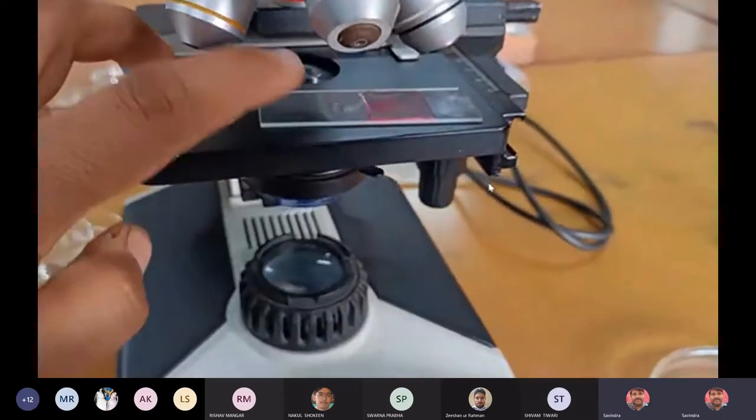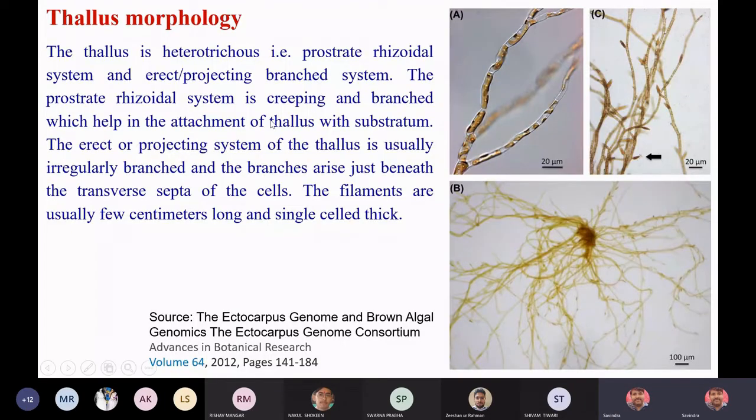Now we will observe it under the microscope. The thallus is heterotrichous. What is the meaning of heterotrichous? सर इरेक्ट सिस्टम और सर जिसमें वो होते हैं राइजोडियल नीचे और पूरा मतलब एक इरेक्ट सिस्टम होता है, highly branched. The thallus is very much evolved and differentiated into prostrate and erect systems.